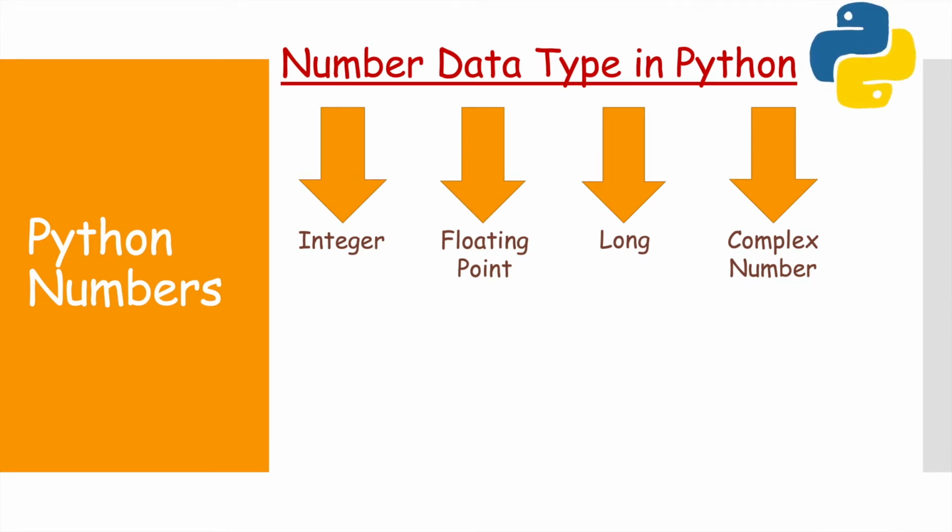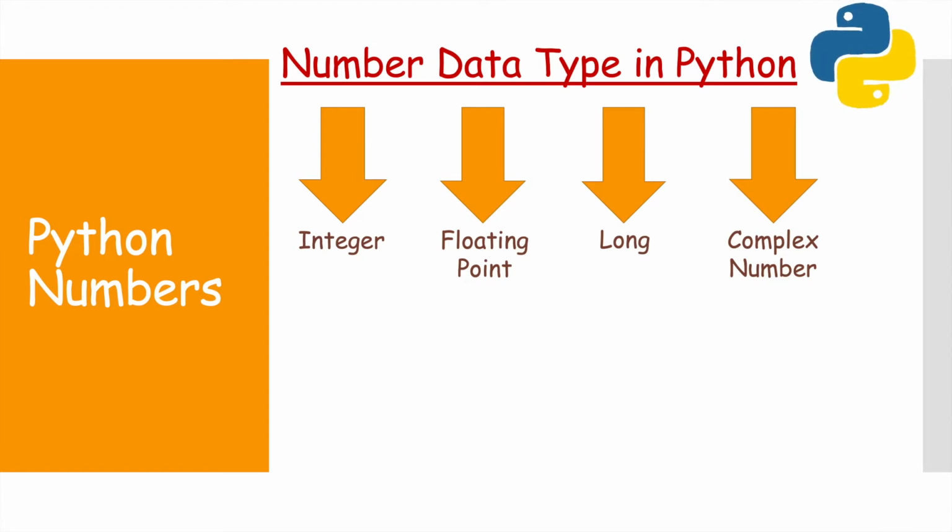And long integers, also called longs, are the integers of unlimited size, written like integers and followed by an uppercase or a lowercase l. Complex numbers are written in the format of x plus yj, where x is the real part and y is the imaginary part. So now let's see how to assign values to the variables.